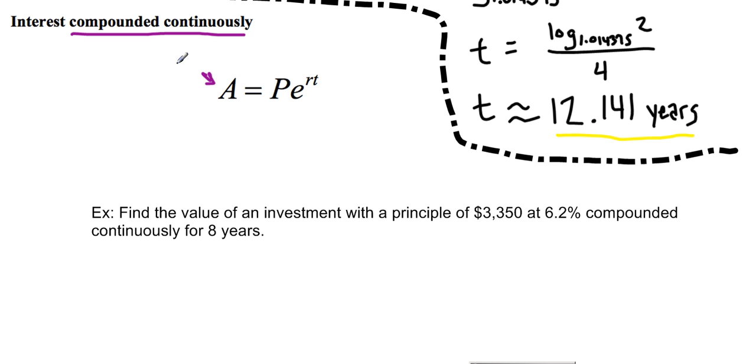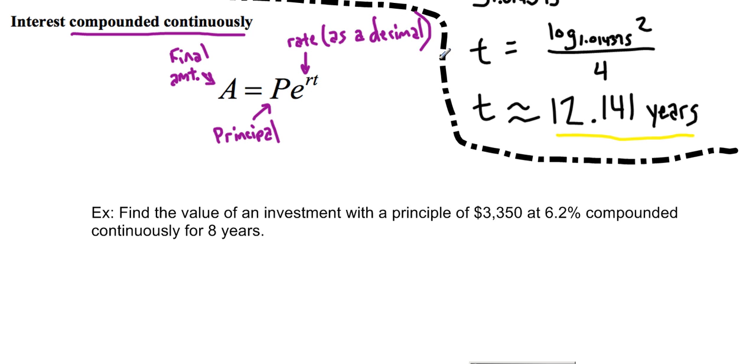Okay, where our A is still our final amount, our P is still our principal, that E, that's our constant E, so that's not a variable. Our rate, our R again is our rate as a decimal. Okay, we don't have to worry about a K because we're not compounding over an interval. And our T again is our time.